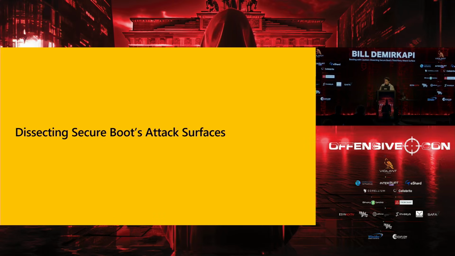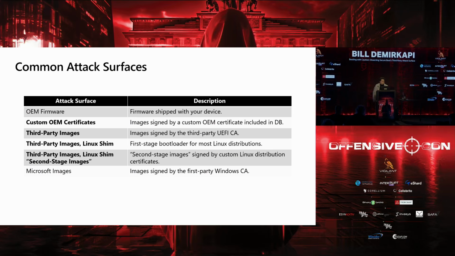Let's get into some attack surfaces of secure boot. So we're going to be covering a few different attack surfaces. This includes OEM firmware, custom OEM certificates, third-party images, the Linux Shim, and also briefly Microsoft images. Our focus is going to reside with the bolded attack surfaces.